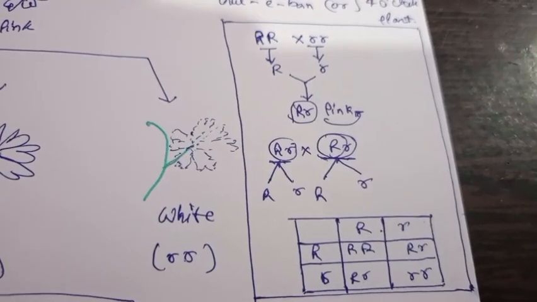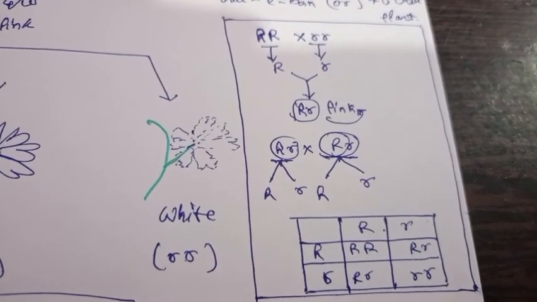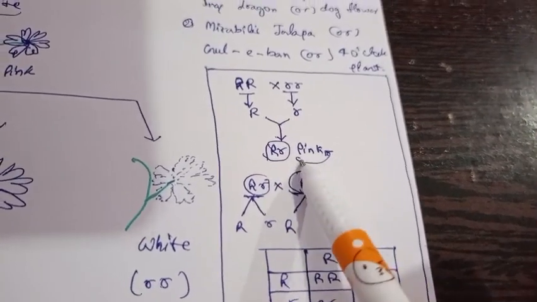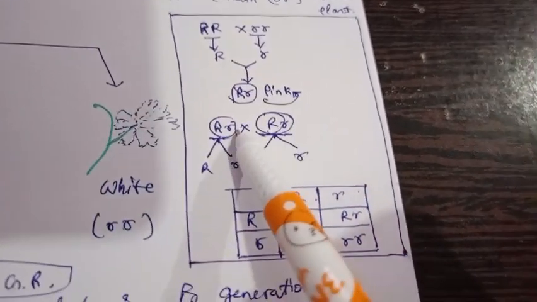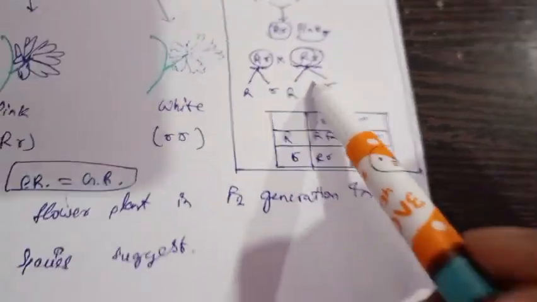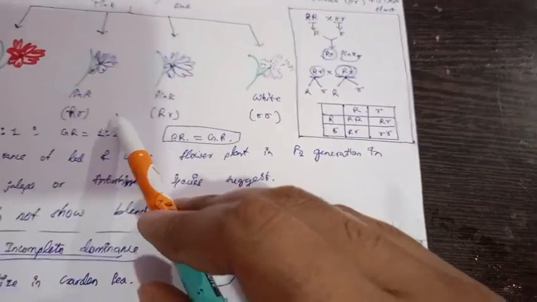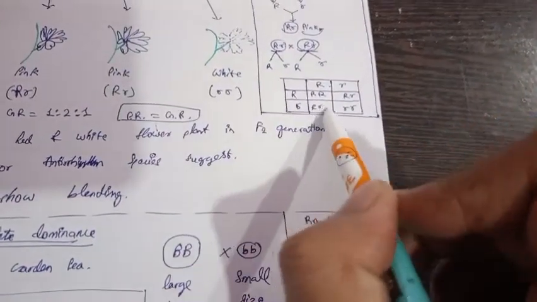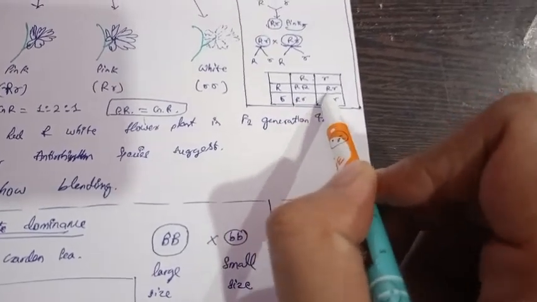In the same way, we have here flowers. A red color flower when crossed with a white color flower gives a pink color flower. When the pink color flower is self-pollinated we get different types of ratios. As we can see, red is 1 and white is 1, and we got 2 pink.